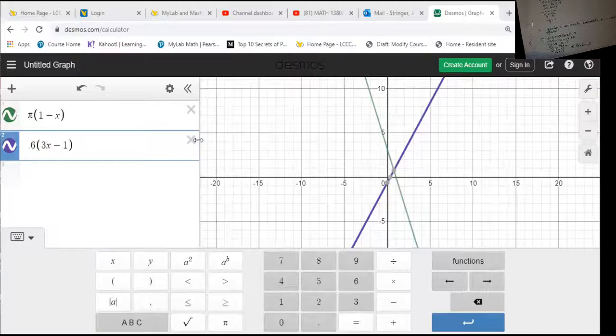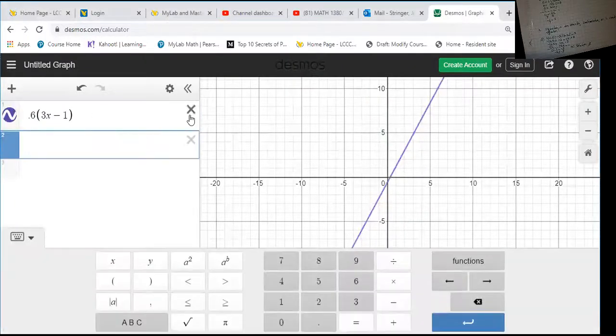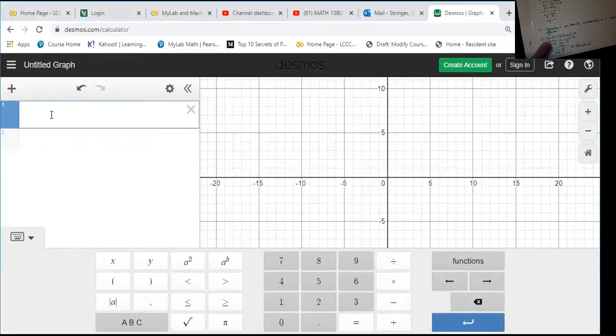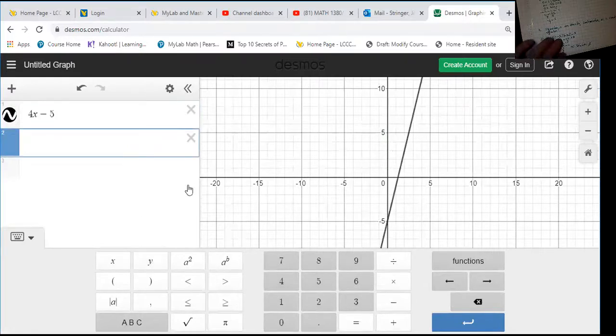So what I want to do is show you this on the graph so you can see what this looks like, just to get a visual of it. So here I'm going to do the left side of the equal sign, which is 4x minus 5. And then we'll do negative 2. And this is the right side of the equal sign.